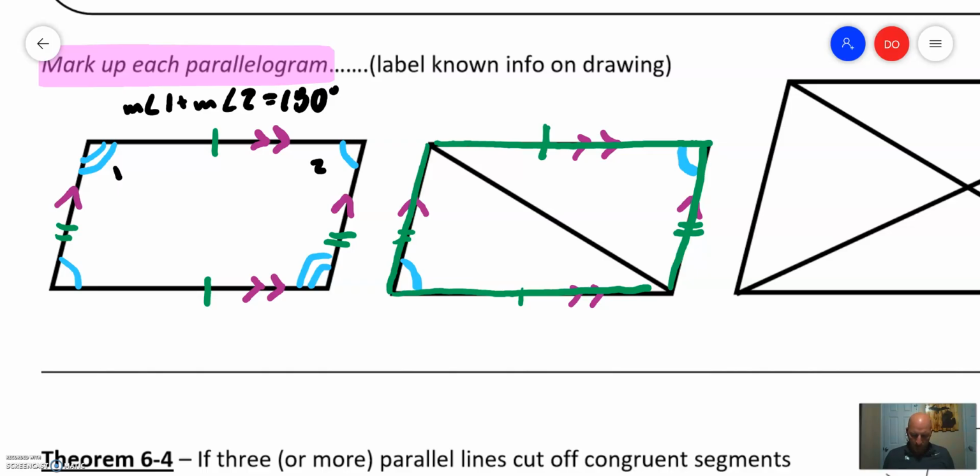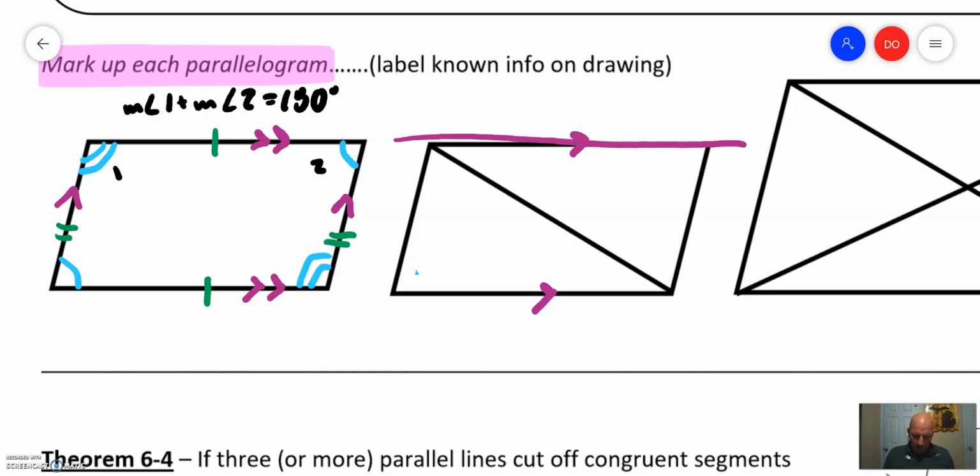Or if you wanted to, you could label this third side being congruent, and you could say through side, side, side, the opposite angles are congruent. So you have 2 triangles that are congruent, therefore you can say lots of stuff inside of them is congruent through CPCTC.